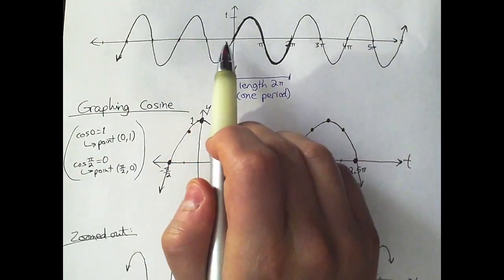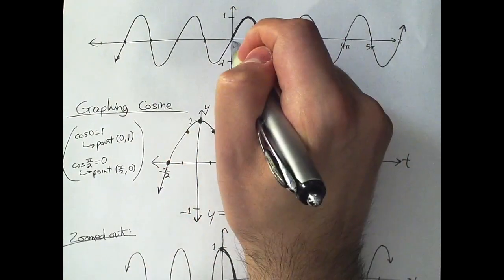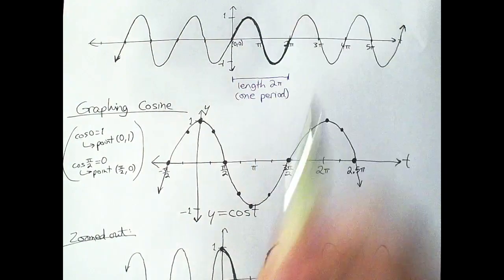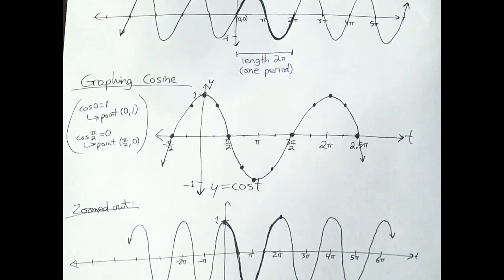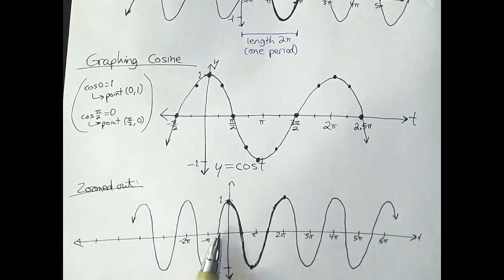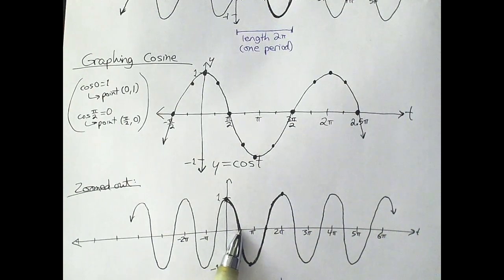The sine picture passed through the point 0, 0, the origin, right? The cosine one did not. It passed through the t-axis pi over 2 units over. So different t-intercepts, but the overall shape is the same. It's just been shifted slightly. Sine and cosine are very similar.